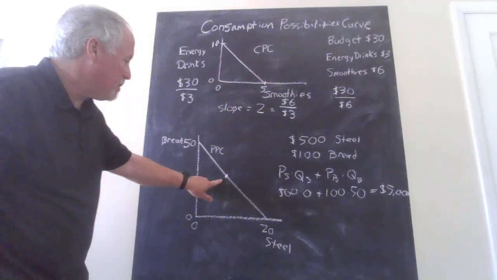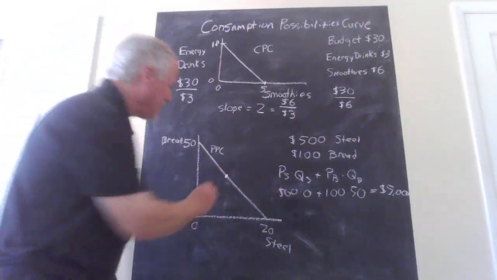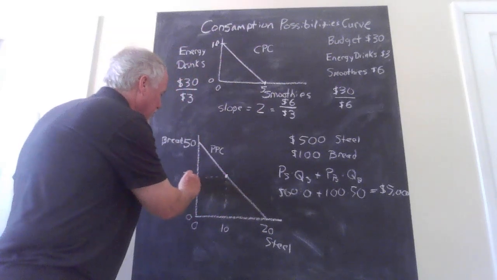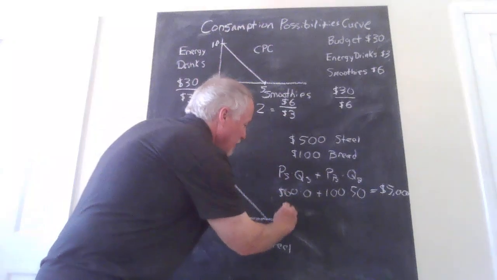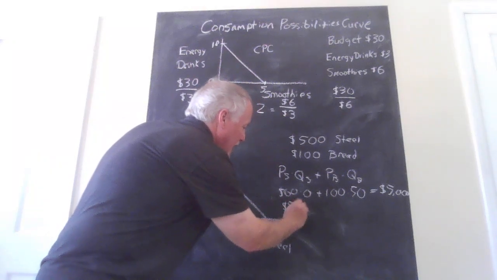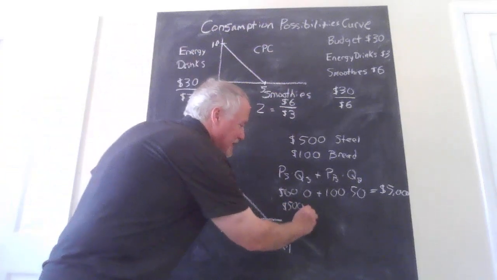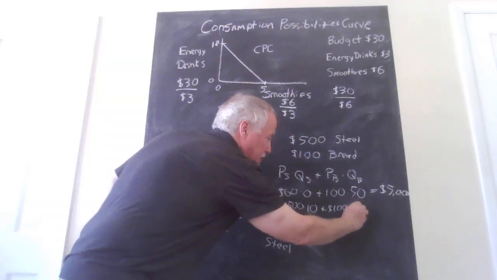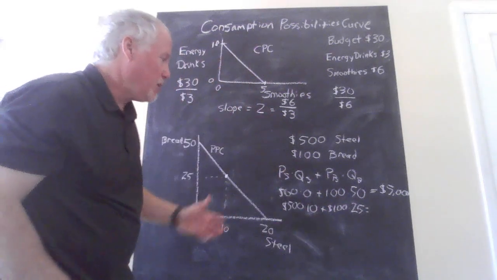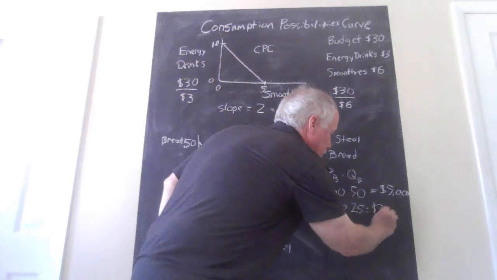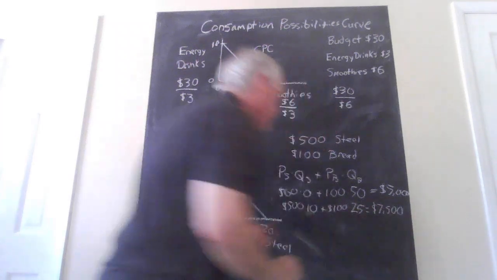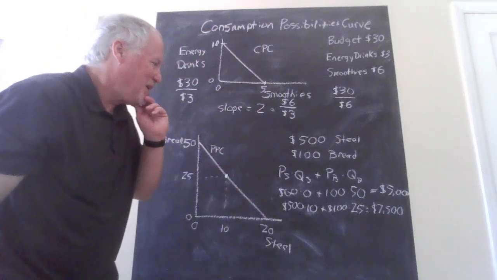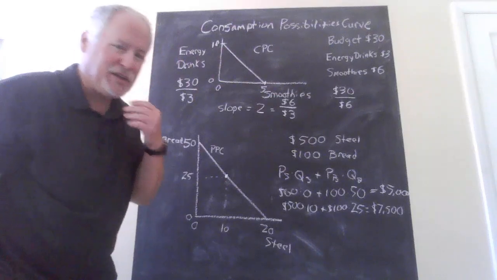We could also have a point here in the middle because, if the PPC here is linear, we know that the quantities in the middle here would be half of each, so 10 and 25. So now the price of steel is 500, and at this point in the middle, we're producing 10 units of steel. Now 100 times now only 25 units of bread, and we would get $7,500 here. This is just calculator math, so if you don't follow, just pause later and put those numbers into the calculator on your phone. You get this.